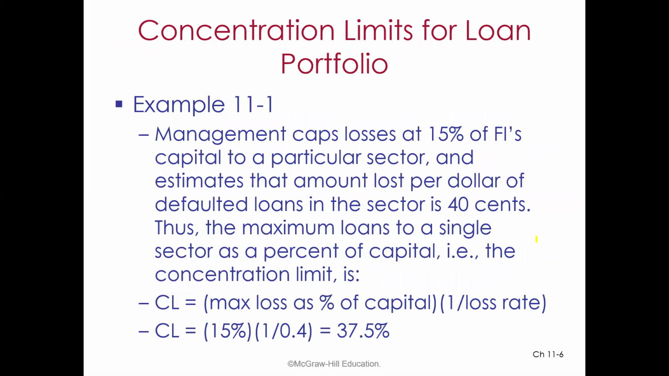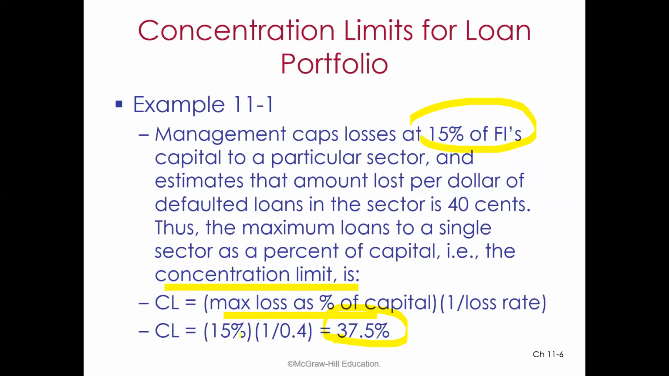Management caps losses at 15% of the financial institution's capital for a particular sector and estimates that the amount lost per dollar of defaulted loans in the sector is 40 cents. Then the maximum loan to a single sector as a percentage of capital, that means the concentration limit, will be the maximum loss as a percentage of capital multiplied by 1 divided by the loss rate, which will be 37.5%. So once again, I repeat that management caps losses at 15% of the financial institution's capital.